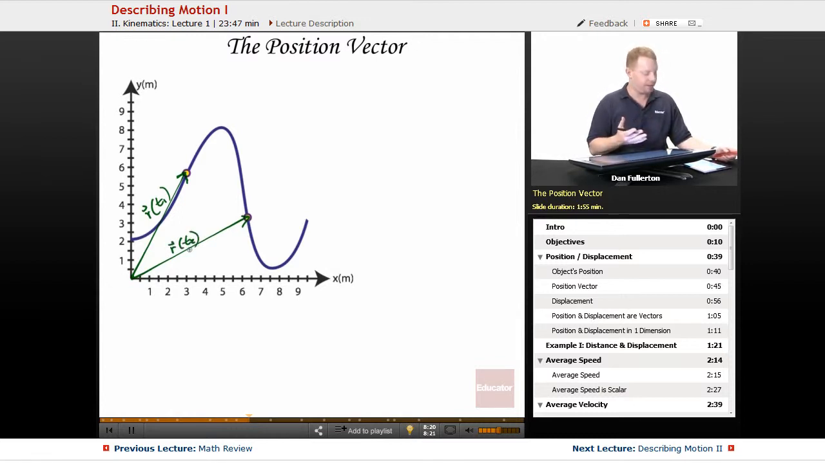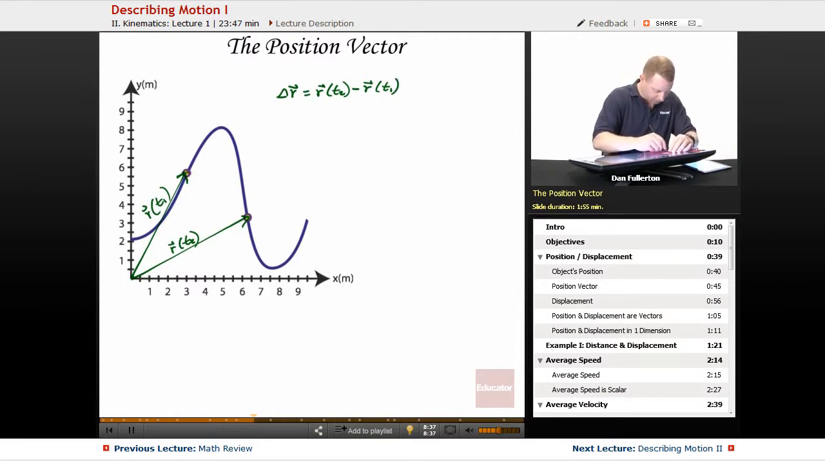What happened between t1 and t2? That was when we had a change in position, delta r, which would be the position at t2 minus the position at t1, which we could define as going from that point to that point. There's our delta r.